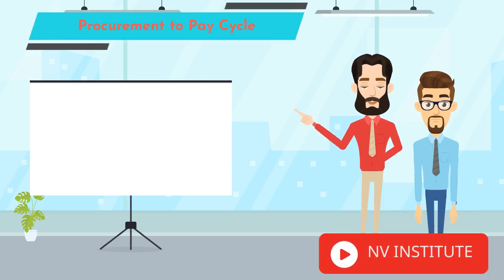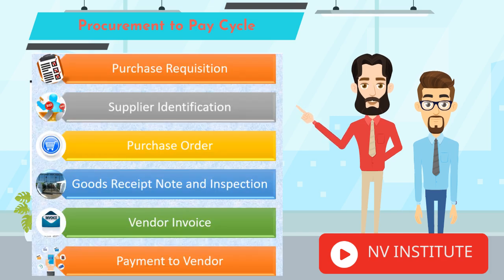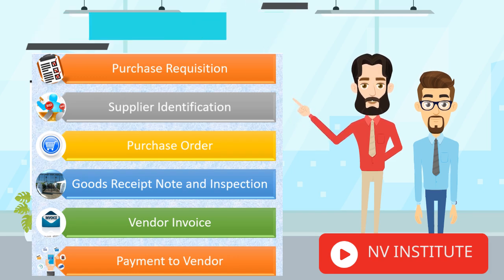Hi Vikas. Let us understand the procure to pay cycle. Hi Martin. Yes, I am excited. Let us see it. Following are the steps in procure to pay cycle: purchase requisition, supplier identification, purchase order, goods receipt note, vendor invoice, and payment to vendor bank account. Let us see the details of each and every process.